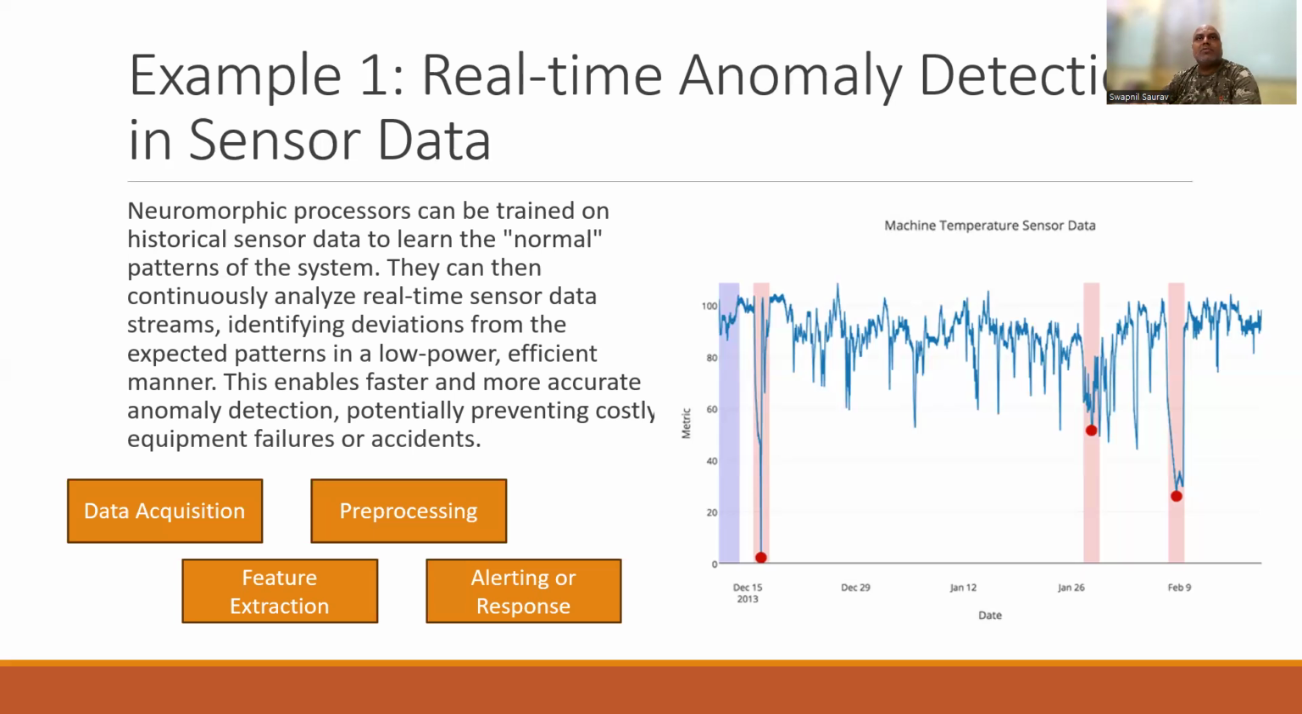Then feature extraction. Relevant features are extracted from the pre-processed data using algorithms or pre-trained models. Anomaly detection on neuromorphic chip. These features are fed into the neuromorphic chip where a trained model identifies deviations from normal patterns in real time. Finally, alerting or responses. If an anomaly is detected, the system can trigger an alert or initiate a pre-programmed response. Benefits of using neuromorphic in this case include low power operation, real-time processing, and improved accuracy.